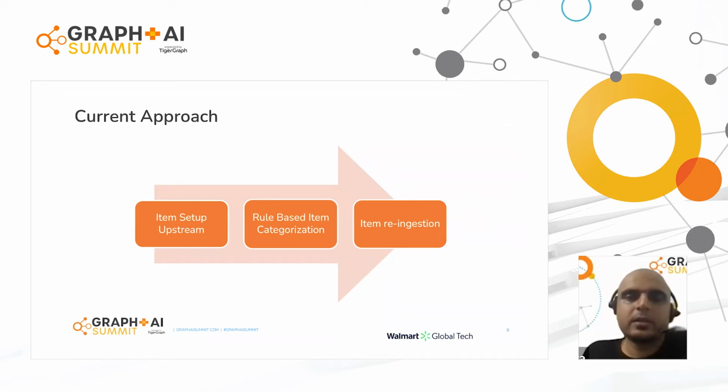Now let's look at the current approach of implementing item to category mapping. Currently we are employing a rule-based item categorization process. This diagram here depicts the end-to-end pipeline of the item setup process. For simplicity, we have abstracted away the different components involved in the item setup, and instead we are showcasing just 3 boxes: on the left we have item setup upstream, in the center we have rule-based item categorization, and on the right we have item reingestion for downstream processing.